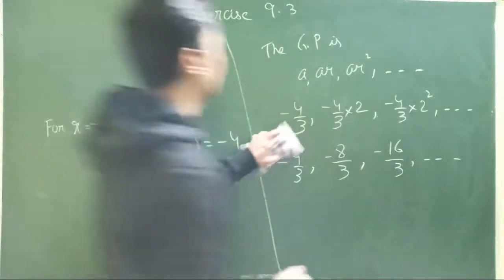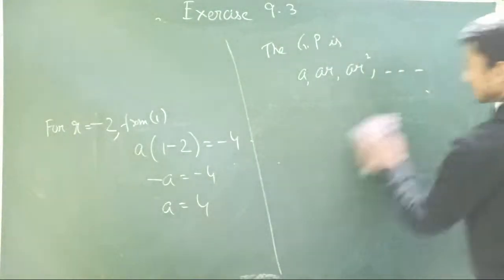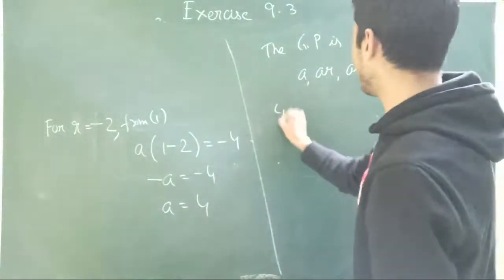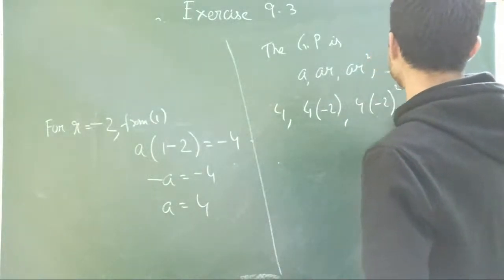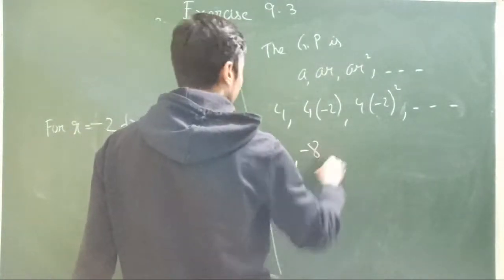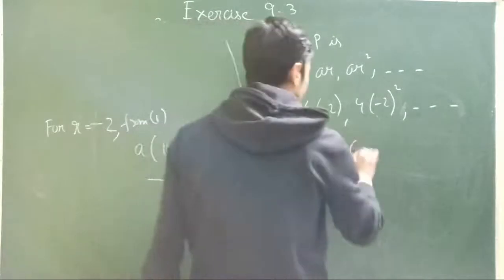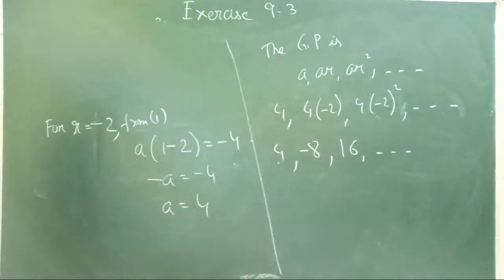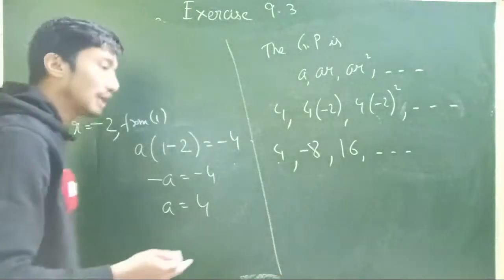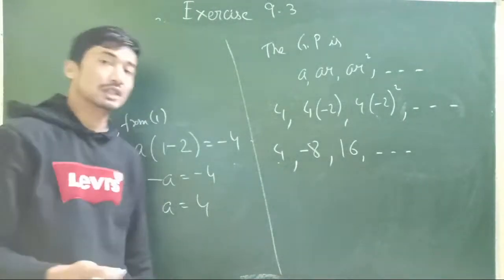Alright, so in that case, the required GP will be almost similar. A is 4, 4 into R is minus 8, 4 into minus 2 square is 16, and so on. So this will be the required geometric progression when the value of R is minus 2. So we have two conditions: once when the common ratio is plus 2, and once when the common ratio is minus 2. For both the cases, we have two geometric progressions working out. Alright?